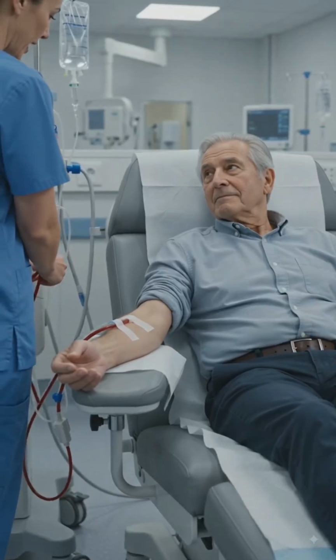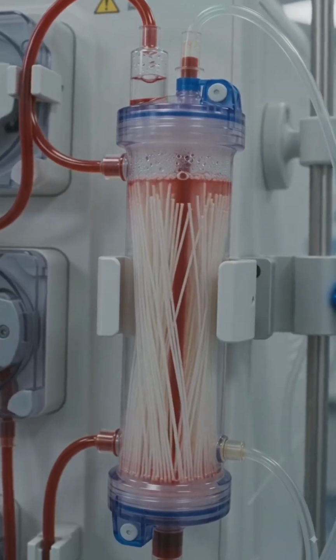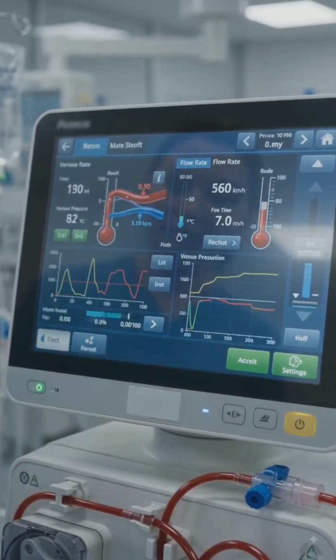We're starting the treatment now. Your vitals look great today.